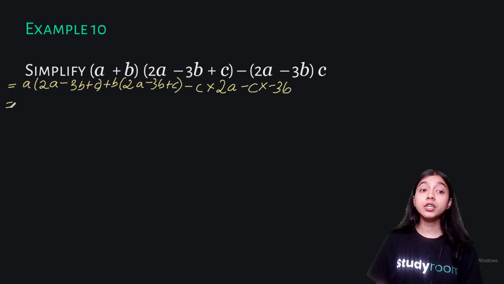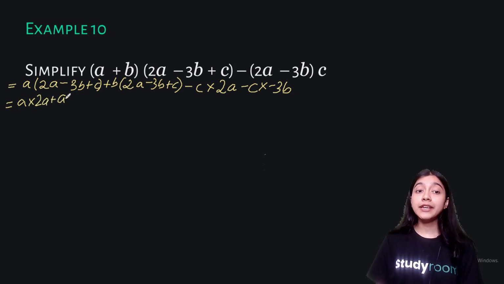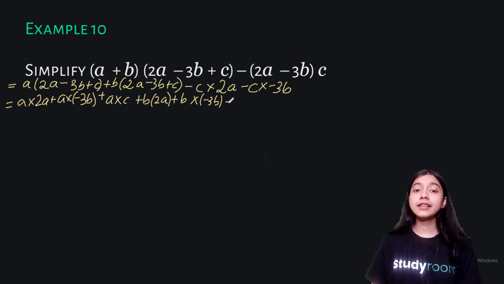So over here what I have to do is multiply a with each of these terms. So I'll multiply a with 2 times of a, and then I'll be multiplying a with minus of 3 times of b. So I'll be putting it in brackets to avoid any further confusion. Now again I'll multiply a with c. The next step is to multiply b with each of the terms. So I'll multiply b with 2 times of a, and then I'll be multiplying b with minus of 3 times of b, and next I'll multiply b with c.